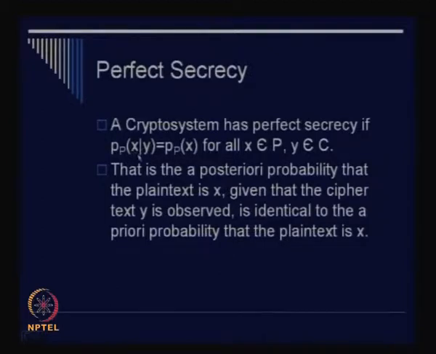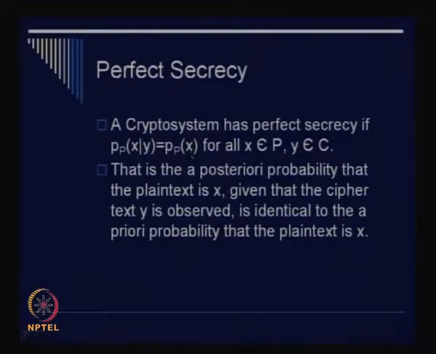So P(x|y) is equal to P(x), which means that for all x belonging to P, and for all y belonging to C, this result holds. That is, a crypto system has perfect secrecy if this is the case.